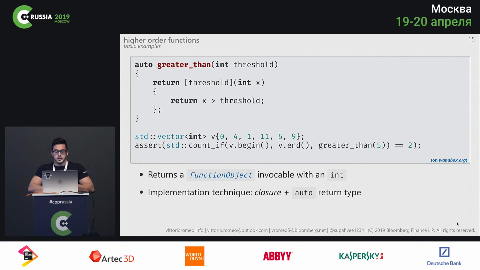So in this case, this is another higher order function. We are not accepting a function, but we are returning one. And the implementation technique here is creating a closure with a lambda expression and using auto-return type to deduce the type of the function.